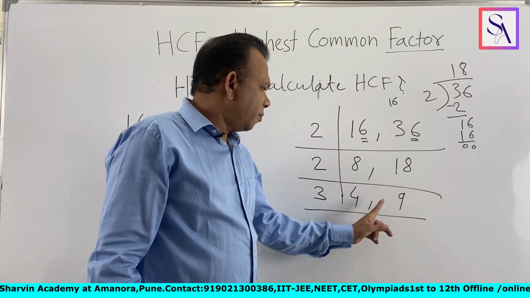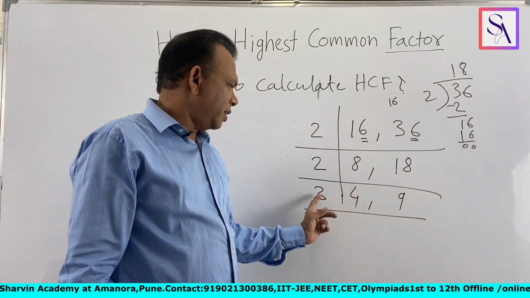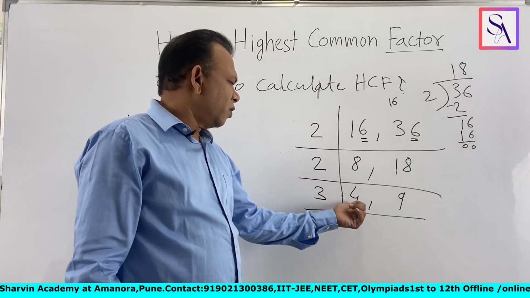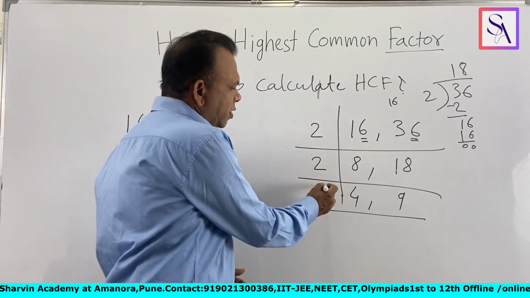3 3s are 9, but 3 will not divide 4. So 4 is not divisible by 3. In the table of 3, 4 is not there. 3 1s are 3, 3 2s are 6, 4 is not there. So 3 is also not our number.